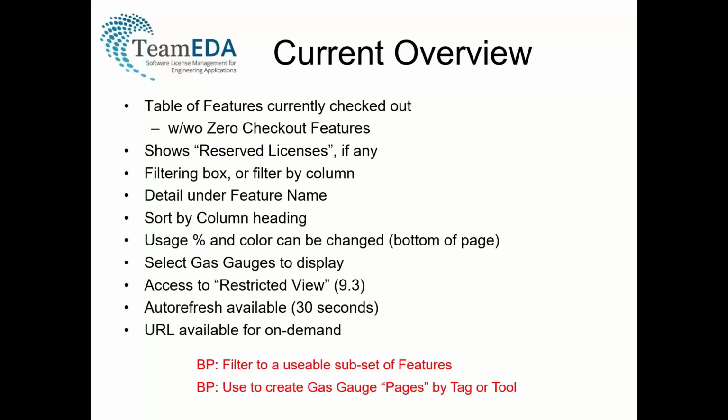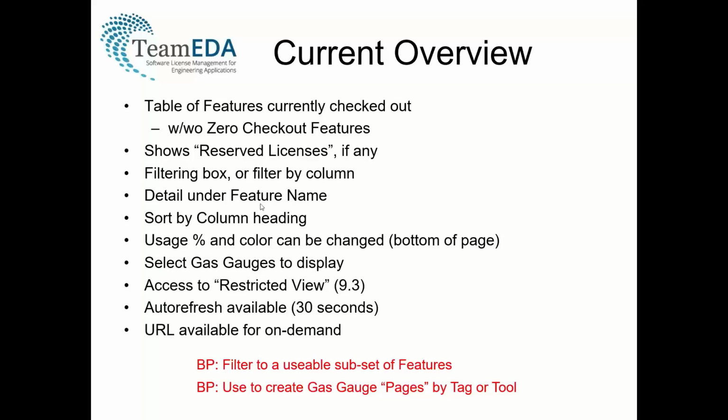You can see the usage percent, which is number checked out versus capacity. Pretty simple calculation. And that's color coded by percentage of capacity, and you can change the colors or you can change the percentages to whatever level you want. There is at the bottom of the current overview page a button that lets you edit the color or percentages. I'll show you that when we get into the product.